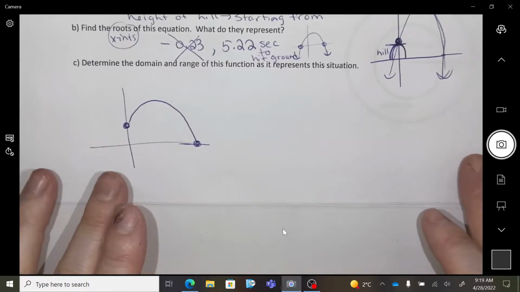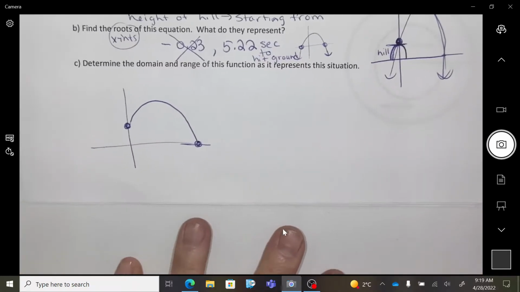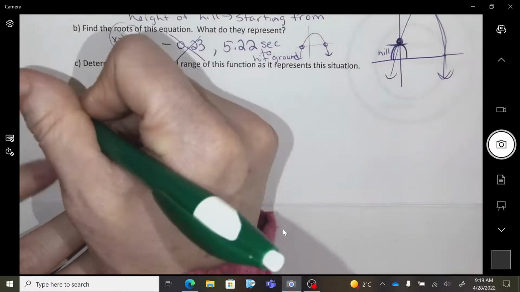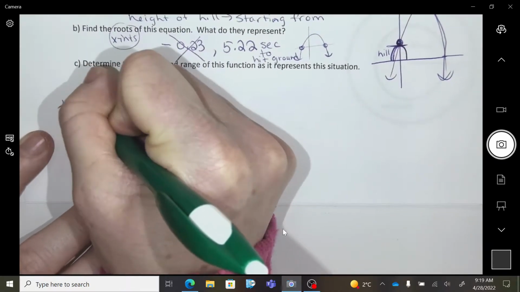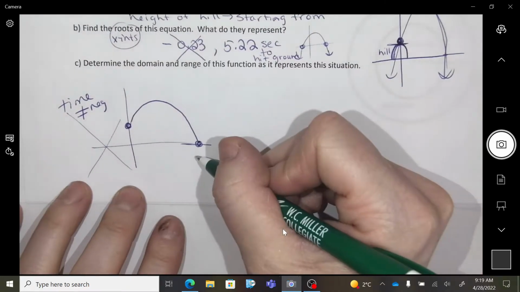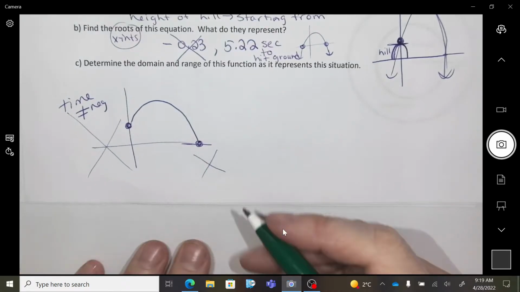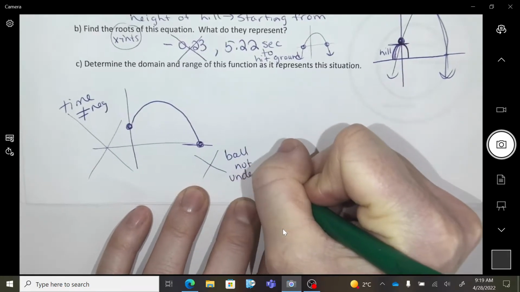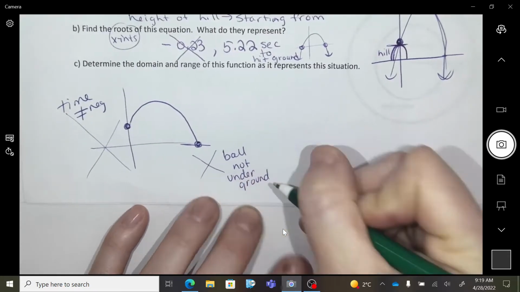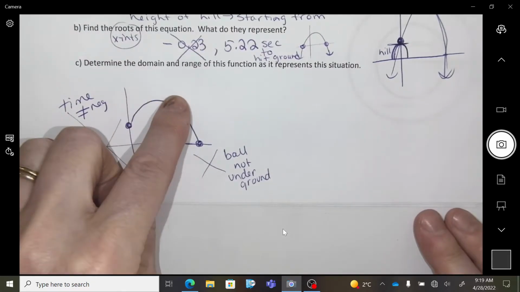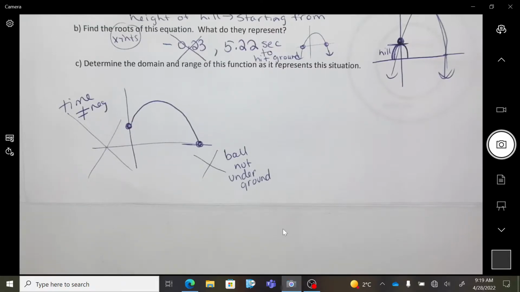Okay, so when I look at this graph, this is the only part that makes sense. Okay, I took this off because time cannot be negative, so that didn't make sense over there. And I took this off because the ball is not under the ground. Okay, does that make sense to you visually? The ball is hit, the ball goes up, the ball hits the ground. That's the only part I care about.